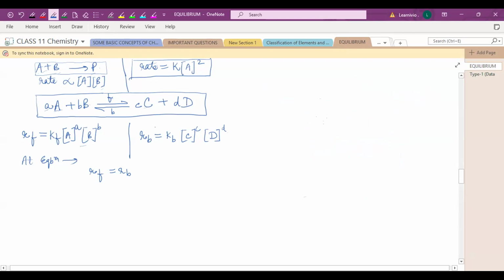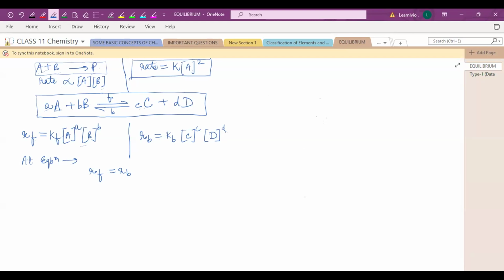Okay. So for the rate of the backward reaction, what will be the equation? So Rb, the rate of the backward reaction, is equal to the rate constant for the backward reaction, which I have written as Kb, times the concentration of the reactant C raised to the power small c, times the concentration of D raised to the power small d. Okay, till here is it clear?